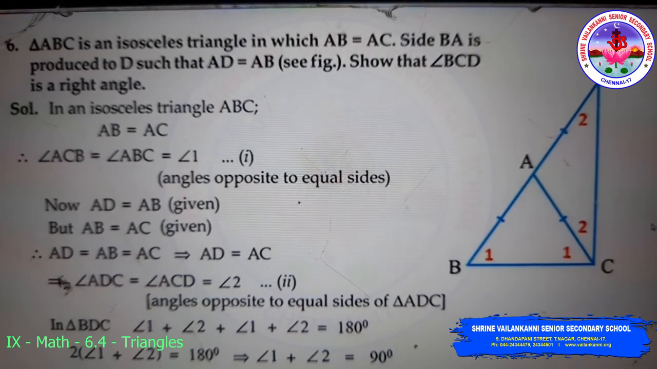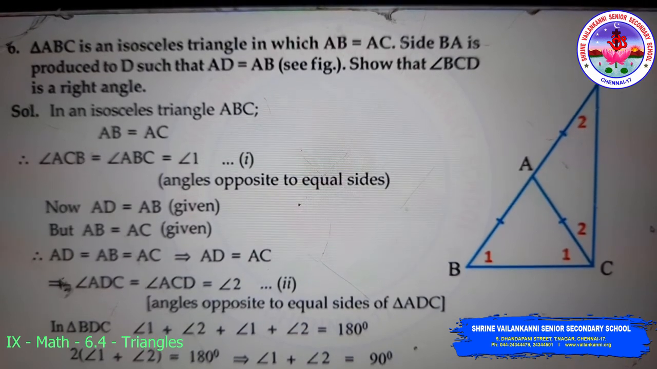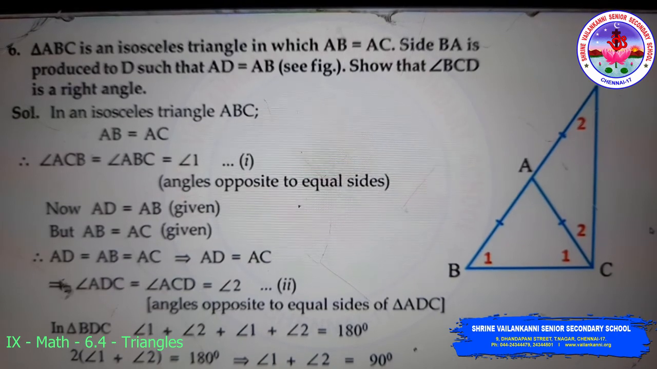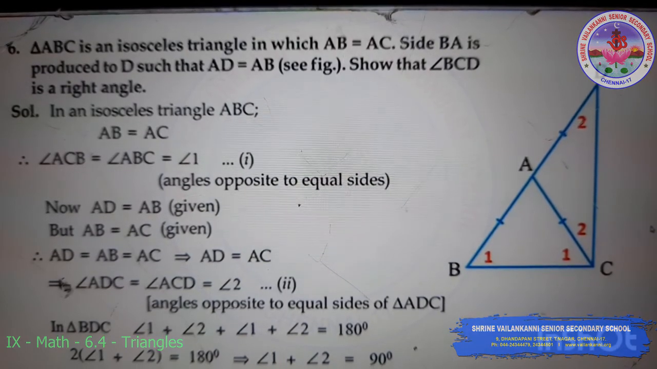Now in the figure, angle 1 plus angle 2 represents the angle C, so we found out that angle C is equal to 90 degrees. Hence angle BCD is equal to 90 degrees.